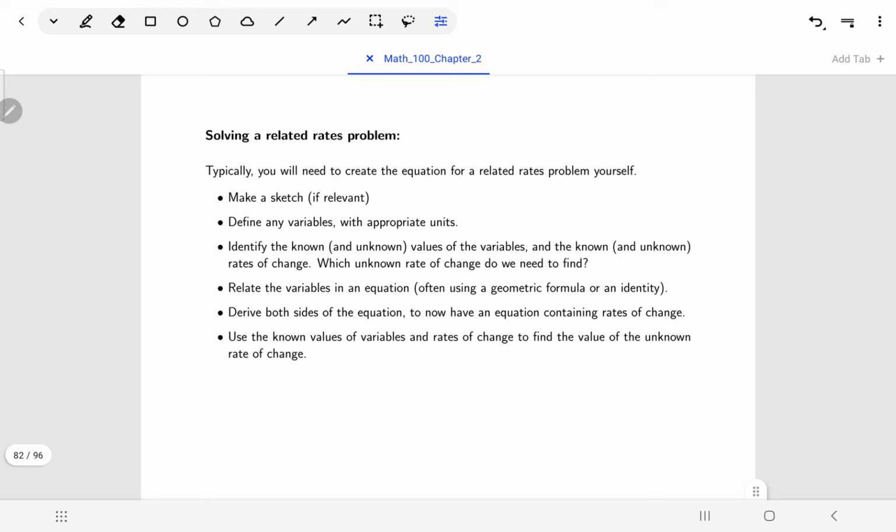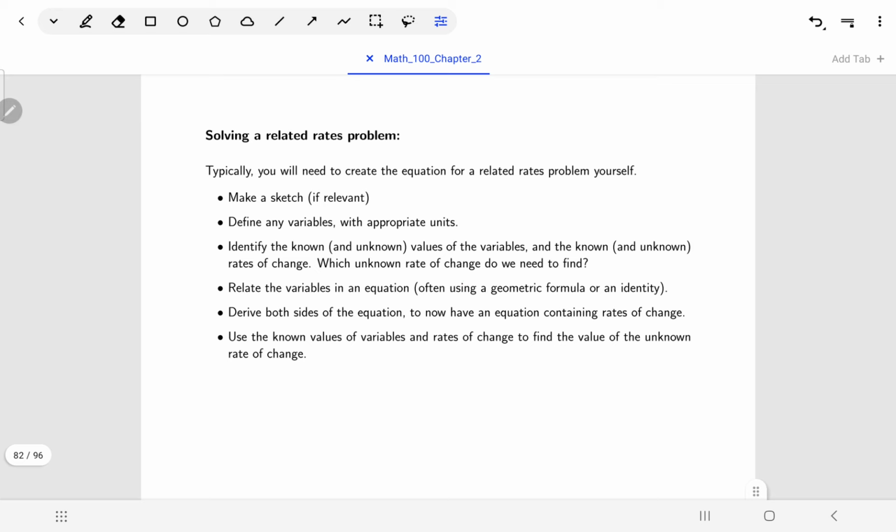Or if time is sometimes being measured in minutes, then it should probably always be measured in minutes. After you've done all of that and got your diagram going, think about what you're looking for, think about what you have, what rate of change are we looking for, which rates of change do we know, and then try to come up with some sort of an equation.